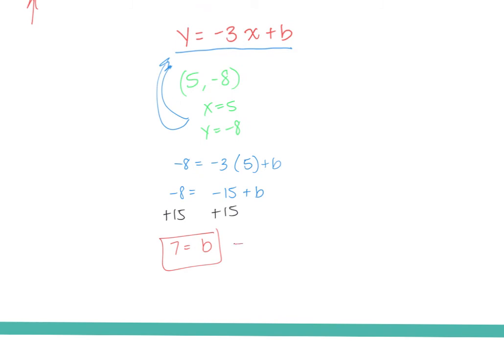All right, so now we take this b, we plug it back in. Our full equation, guys, with m and b filled in is y equals -3x plus 7.